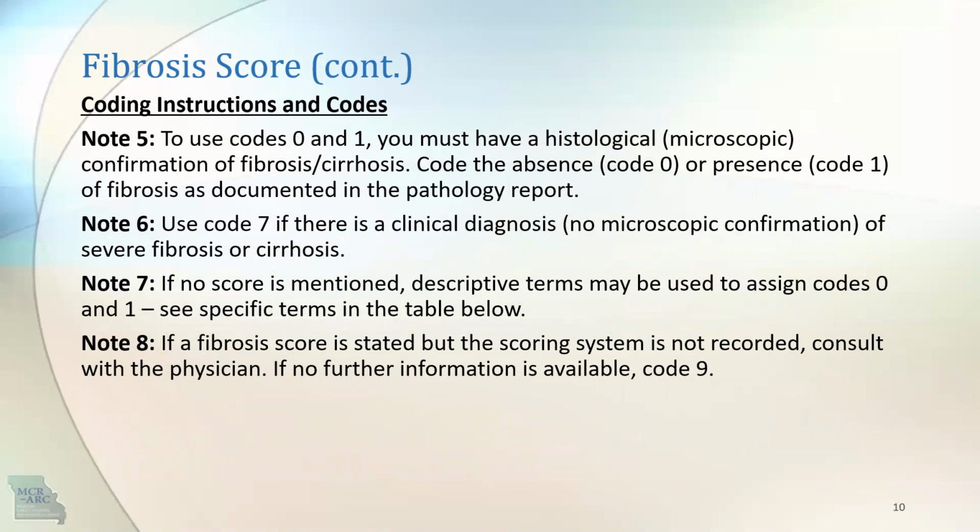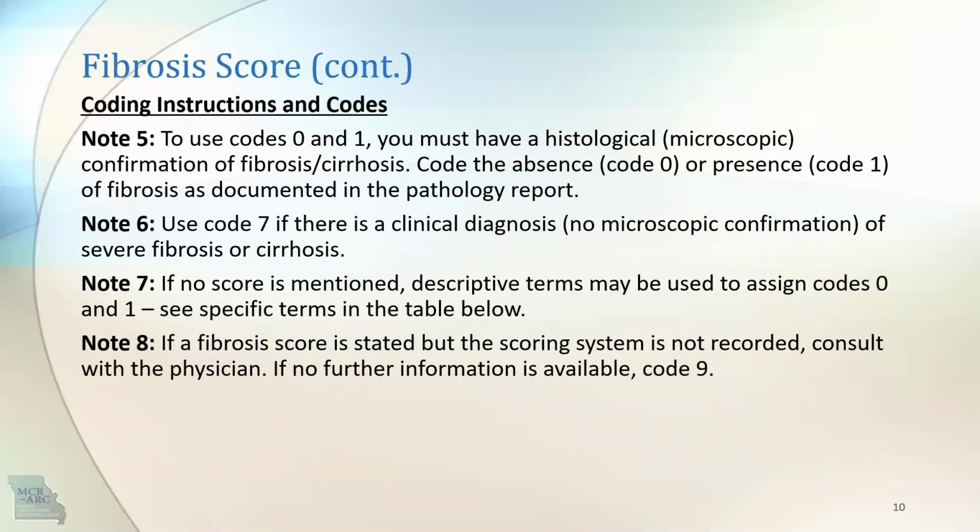More coding instructions and codes for fibrosis score. Note 5. To use codes 0 and 1, you must have a histological microscopic confirmation of fibrosis or cirrhosis. Code the absence, code 0, or presence, code 1, of fibrosis as documented in the pathology report. Note 6. Use code 7 if there is a clinical diagnosis, but no microscopic confirmation of severe fibrosis or cirrhosis.